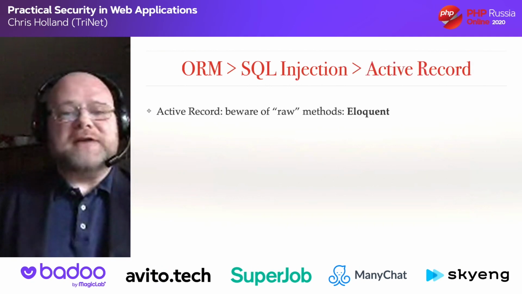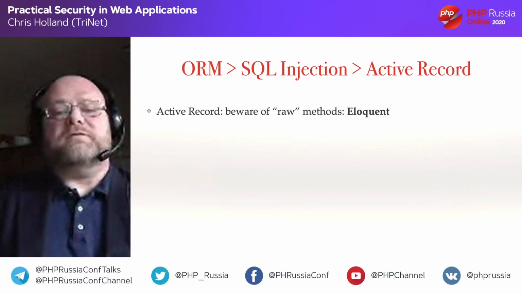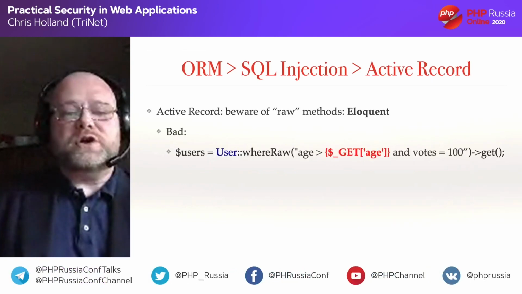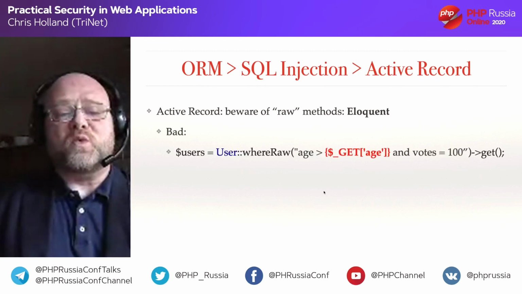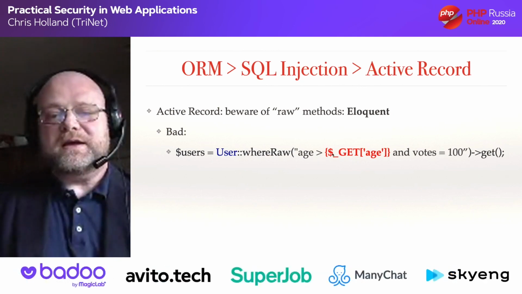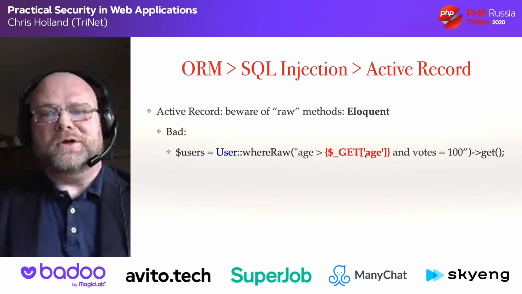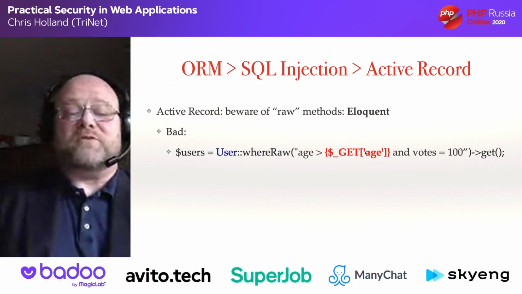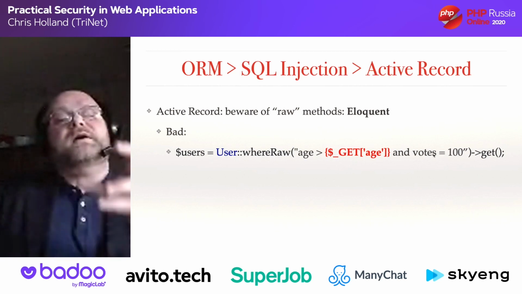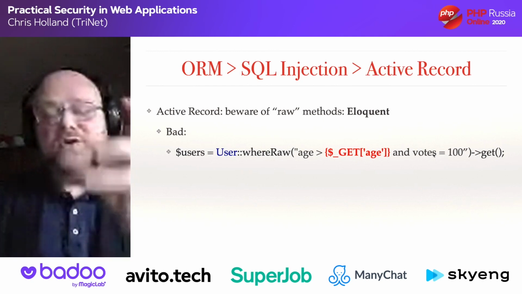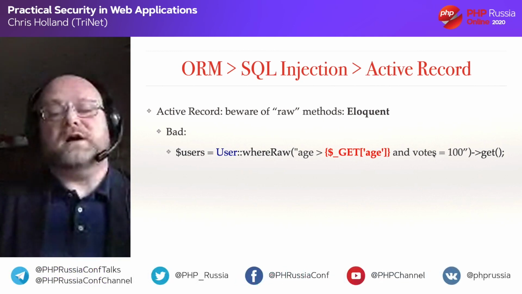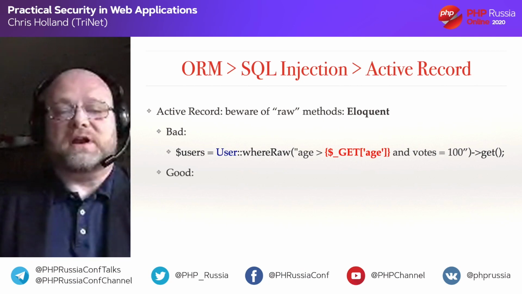So on the active record side of things, if you look at Eloquent, they have those raw methods where you could get in trouble with something like this, right? User whereRaw age greater than, and then you're just inserting your age parameter that came from the request straight into a string here, right? Conceivably, this string could get compromised to alter the SQL that gets generated at a lower level, right?